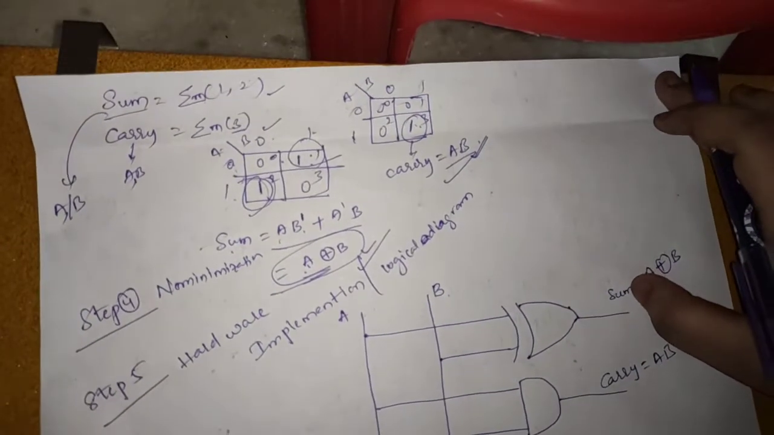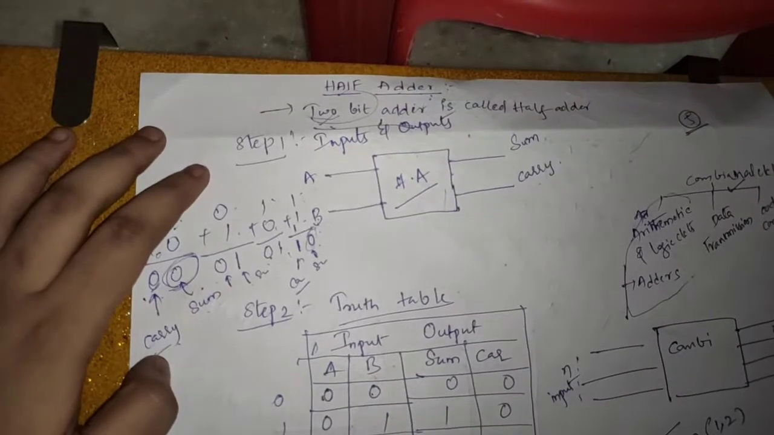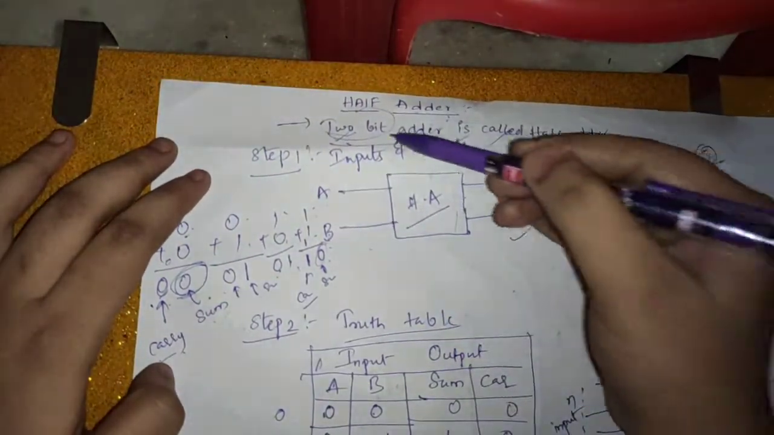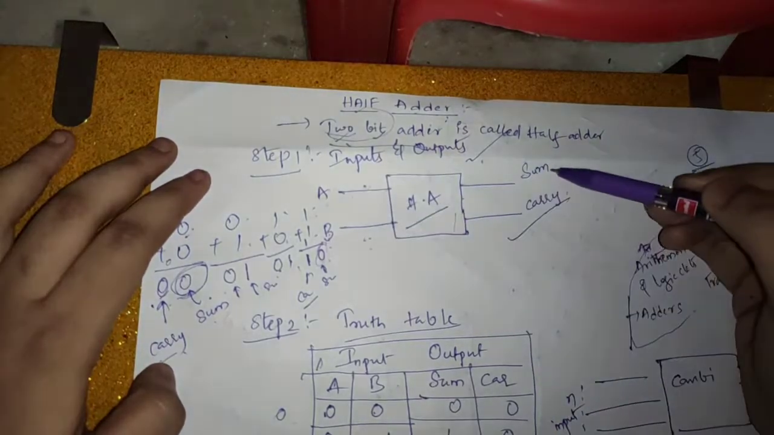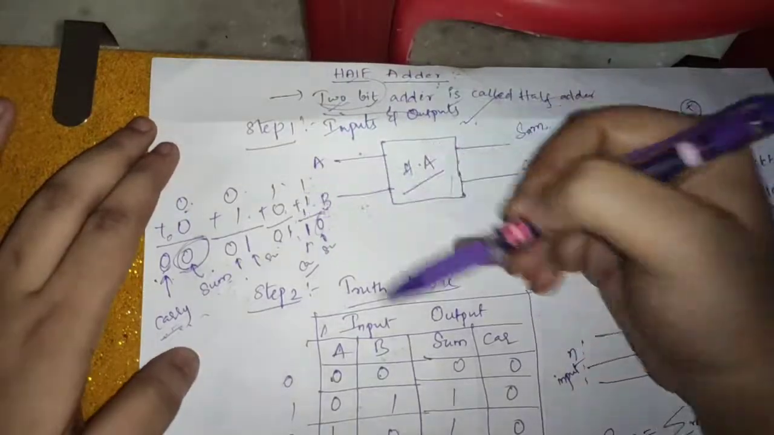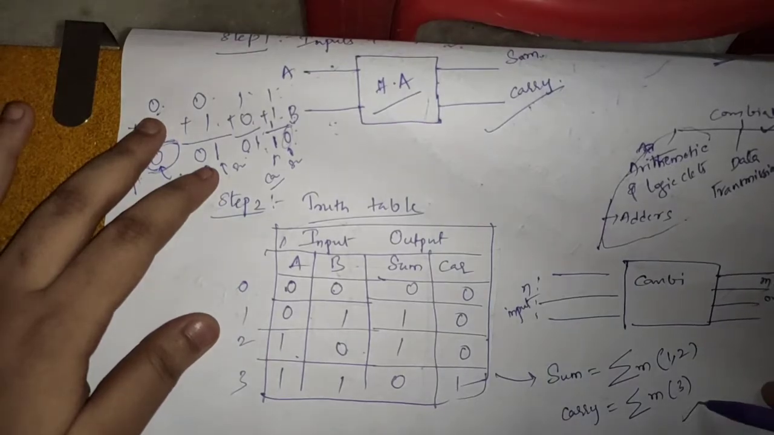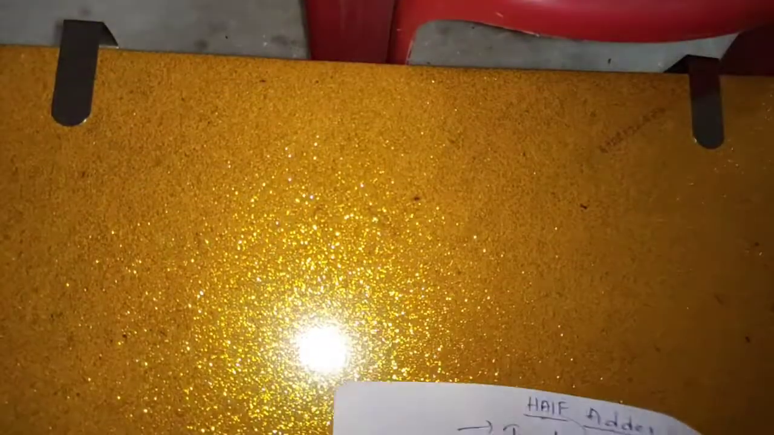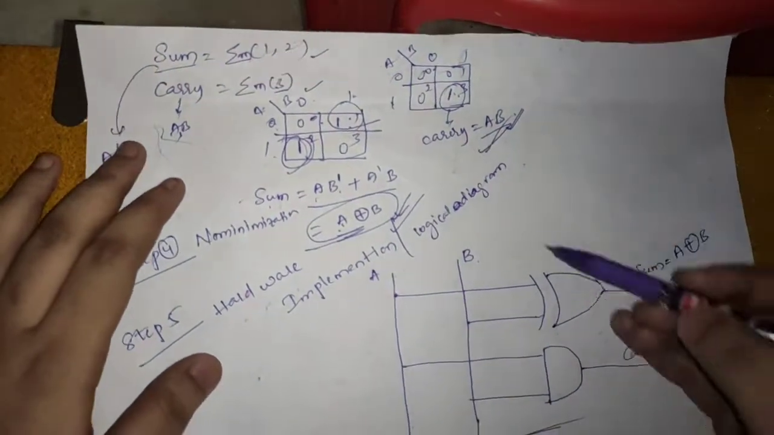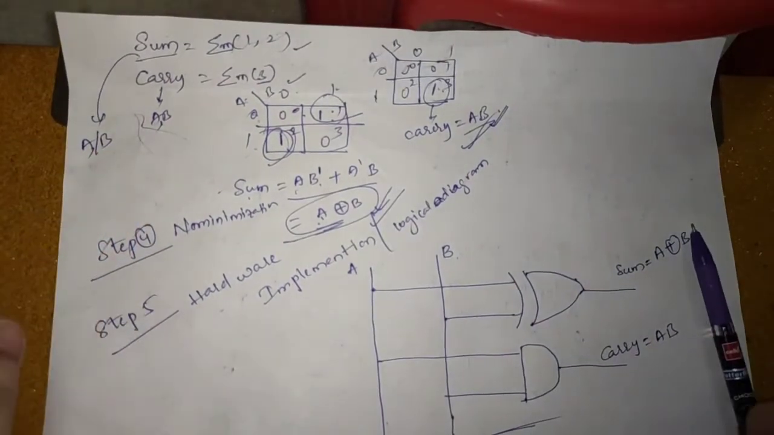So very easy if we follow the 5 steps. Step 1 we have seen is inputs and outputs. It is a 2-bit adder, so inputs are 2, and we'll get the outputs as 2, sum and carry. By this we drew the truth table. From the truth table we got the logical expressions for sum and carry. By that we have drawn the logical diagram. So this is the concept of half adder.